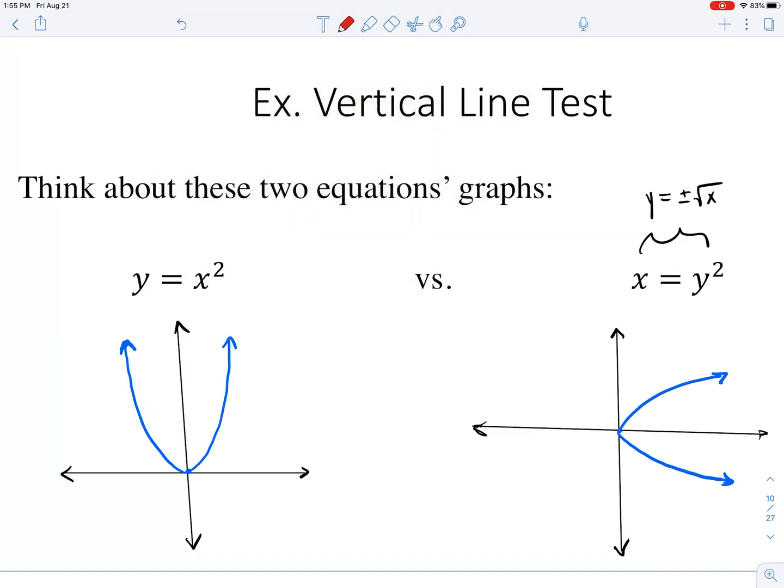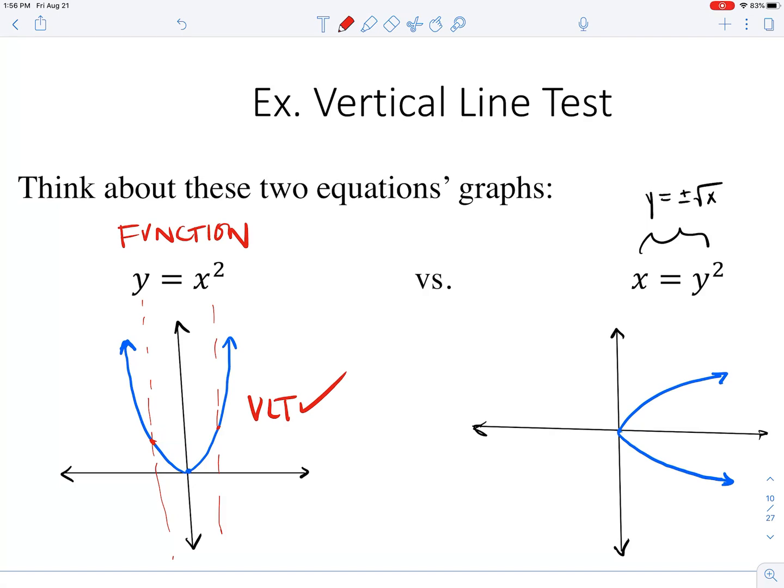Okay, so we already said that this first equation represented a function. And looking at this graph, if we were to draw any vertical line, and there are infinitely many vertical lines that you could draw, any of those vertical lines would intersect the graph at exactly one point. So this graph passes the vertical line test.